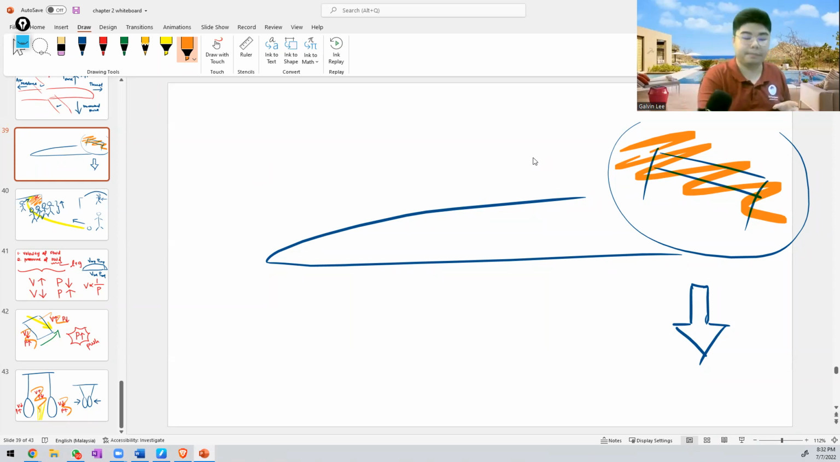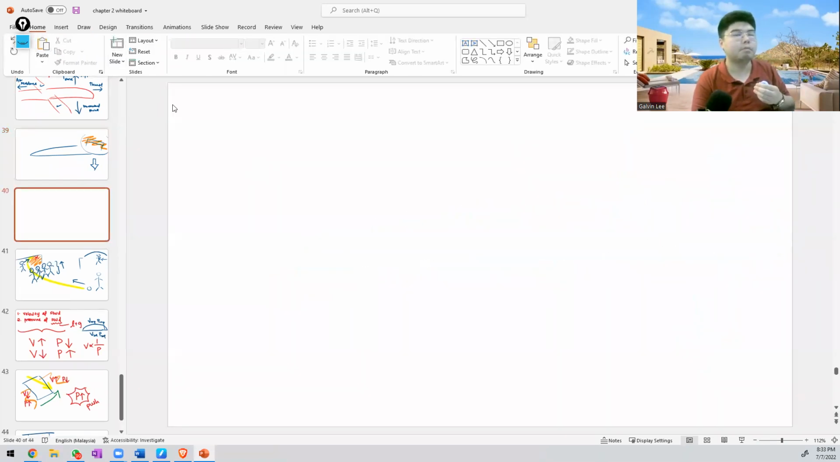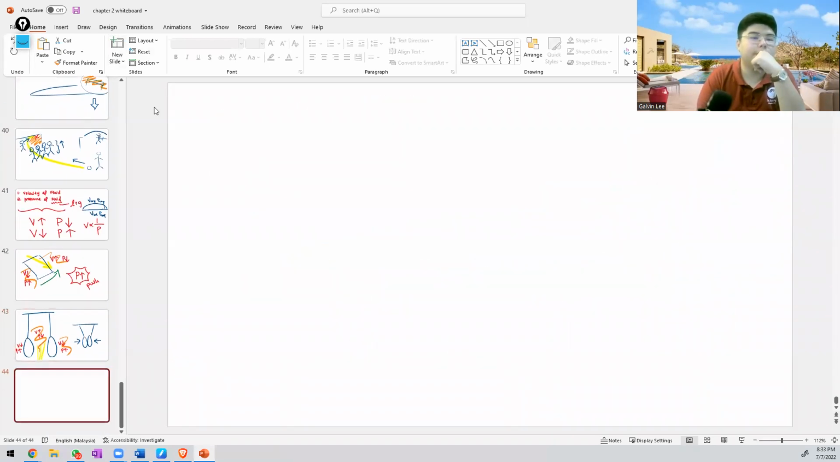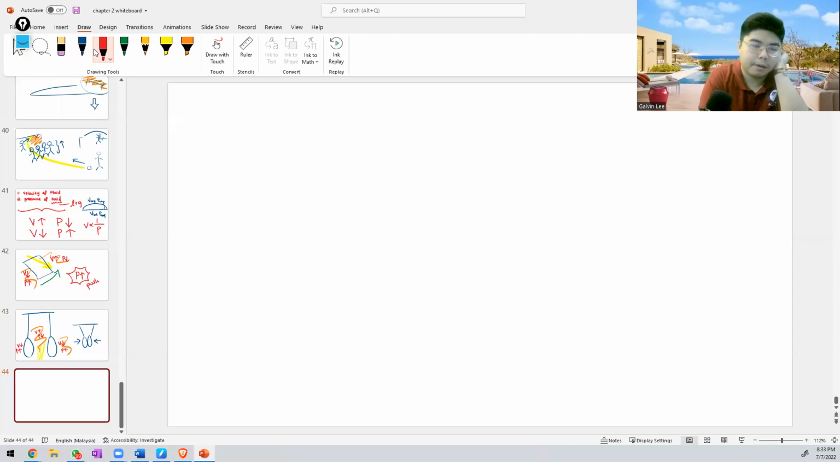Okay, another one. We can talk about another scenario. We talk about this car. I believe you will have seen this, you have felt this before.